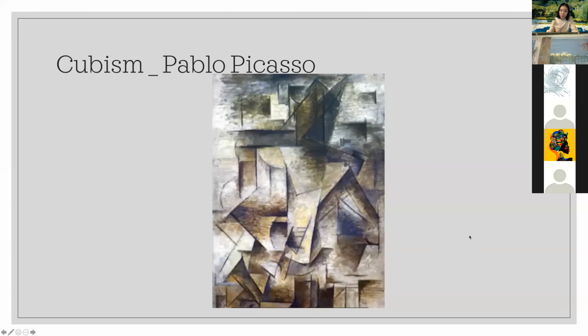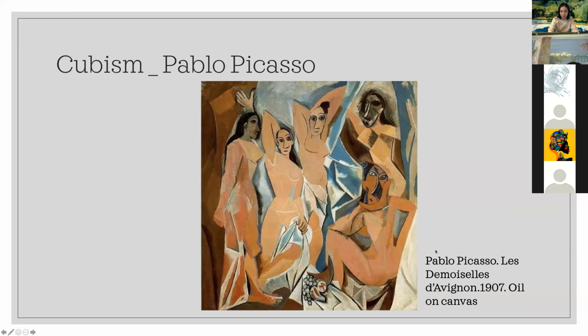All right. So now, let me show you another famous Pablo Picasso painting. It's a large oil painting created in 1907 by Pablo Picasso. This work is part of the permanent collection of the Museum of Modern Art, the MoMA in New York City. It portrays five nude female prostitutes in a brothel on Avignon.